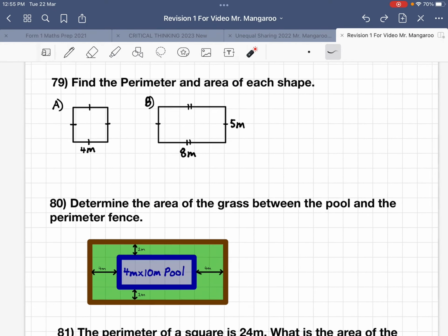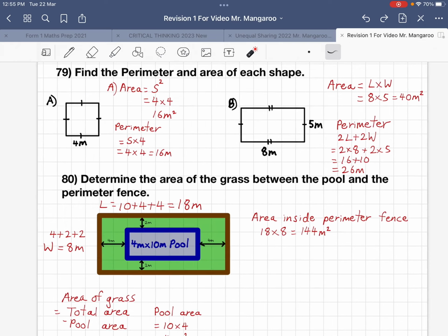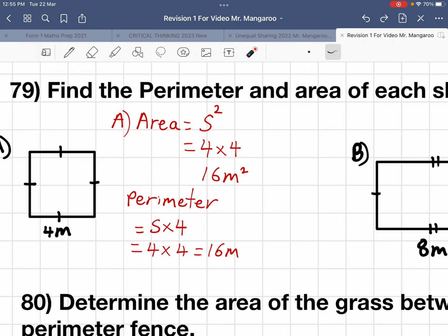Find the perimeter of each shape. So perimeter is the distance around, or perimeter and area. So the area for this will be, area of a square is side times side, or side squared. 4 4s are 16. The perimeter of a square is side times 4, which is also 16. 4 times 4 is 16.